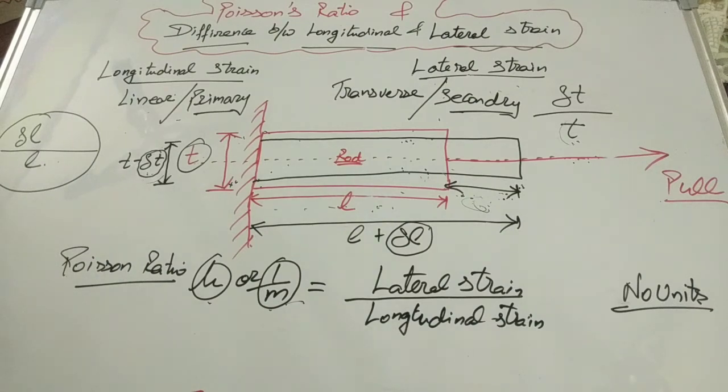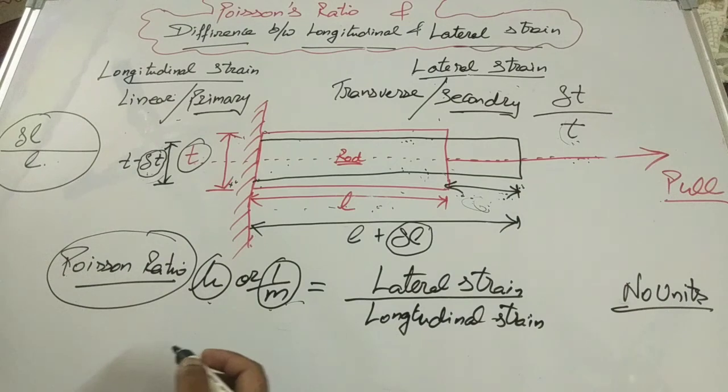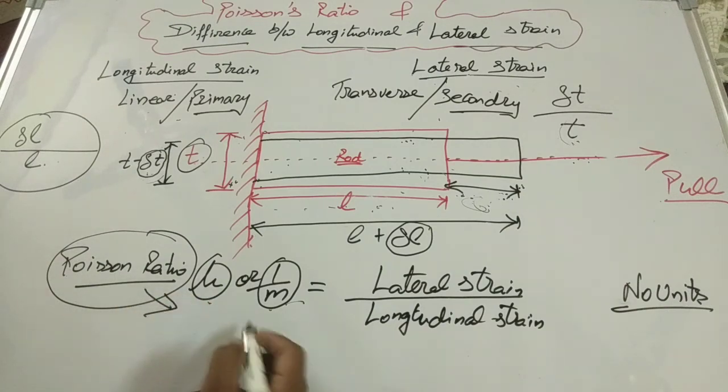And one more thing which is very important: Poisson ratio will always be less than 1. Whatever the body, whatever the circumstances, it will always be less than 1. Clear, guys?